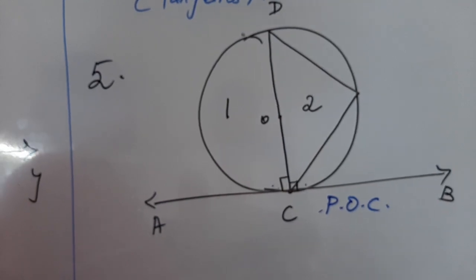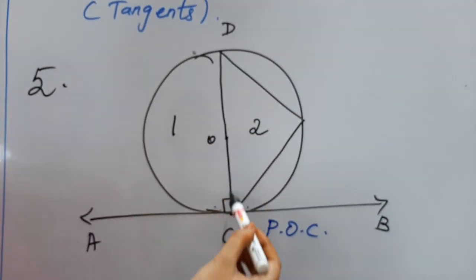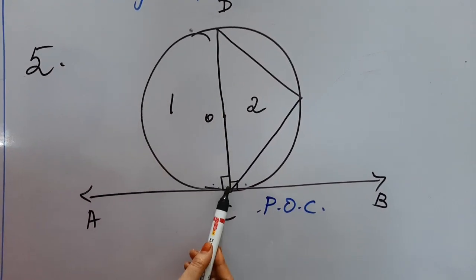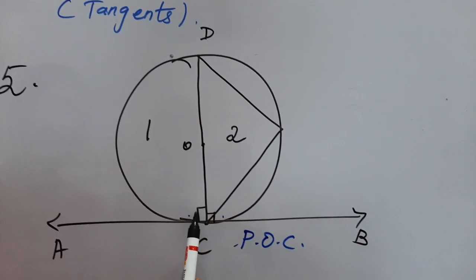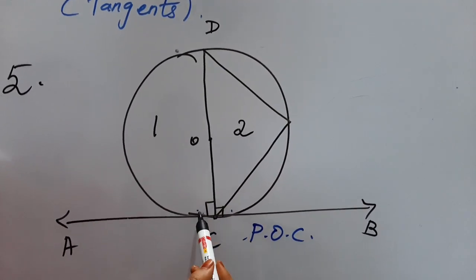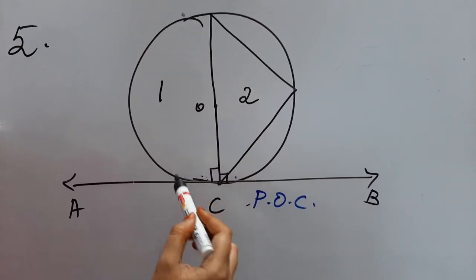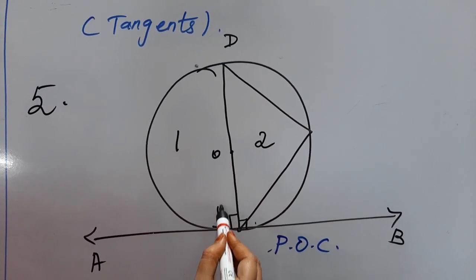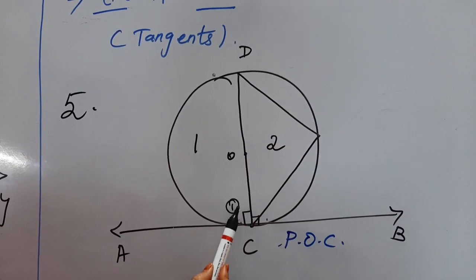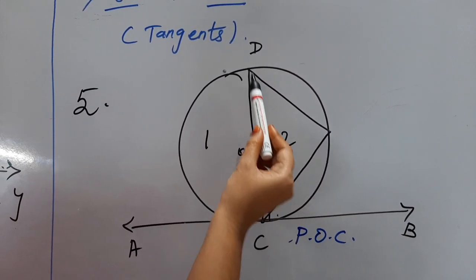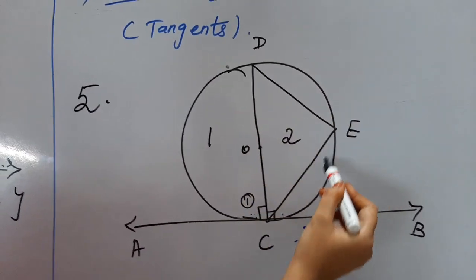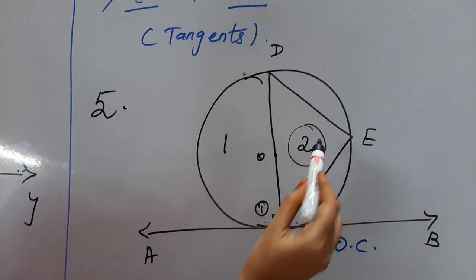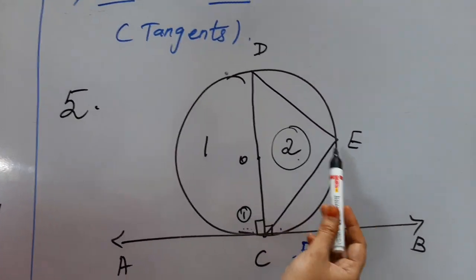What is that alternate segment theorem? If a chord makes an angle with the tangent, here the tangent is AC, right? Chord is CD, right? If a chord makes an angle with the tangent, the same angle will be made by the alternate segment, that is the opposite segment. For this particular angle, I have taken angle 1 here. For this particular angle, which is the opposite segment, CDE, this portion is the opposite segment. Your second segment is the opposite segment for angle 1. Those two angles will be equal.